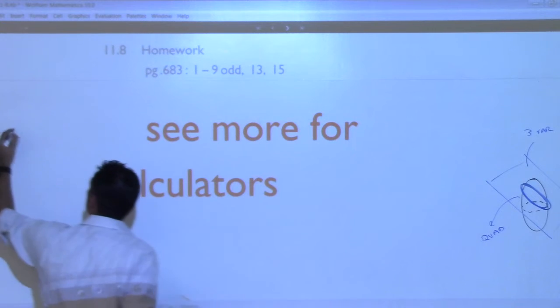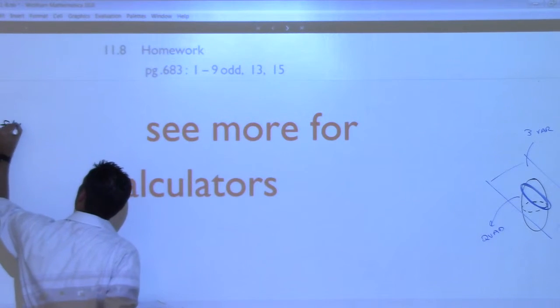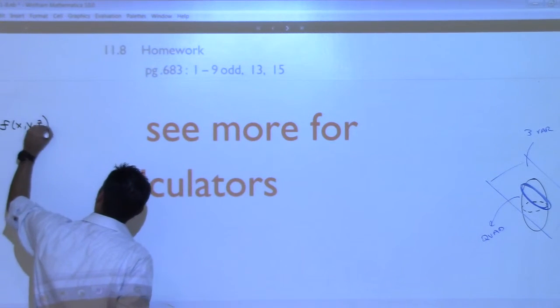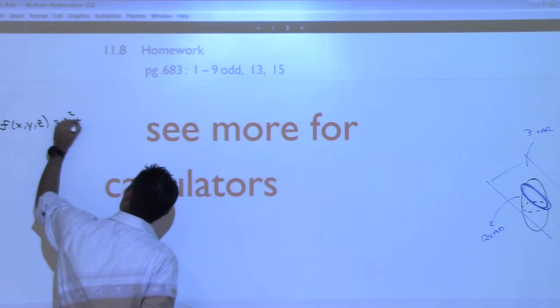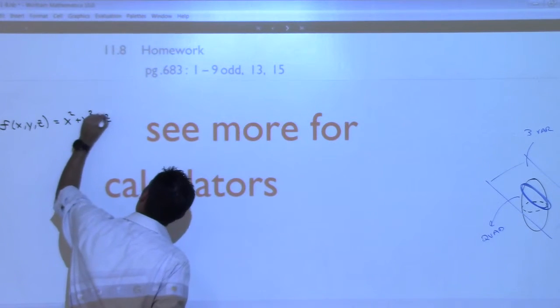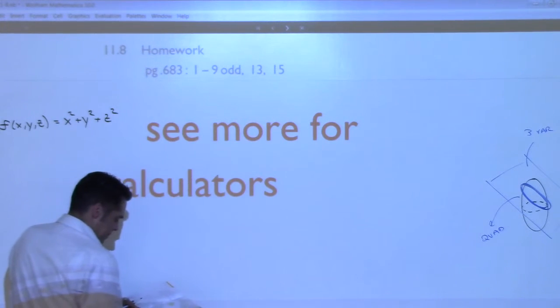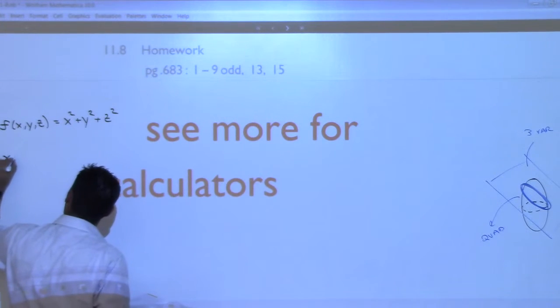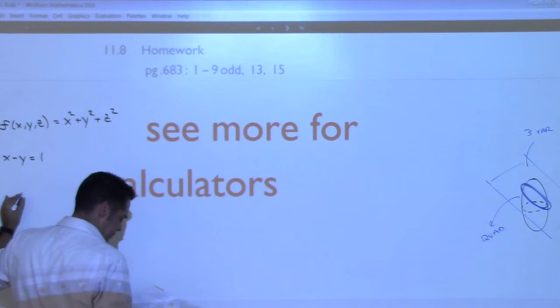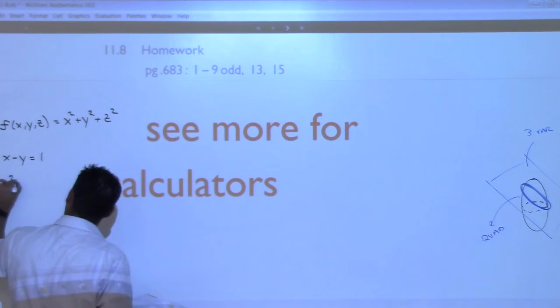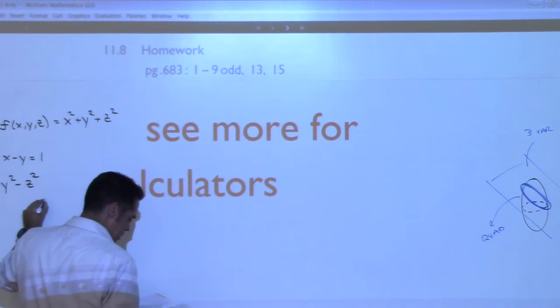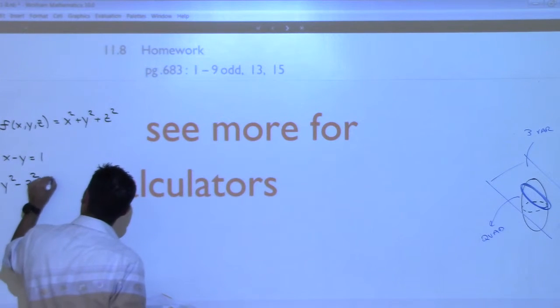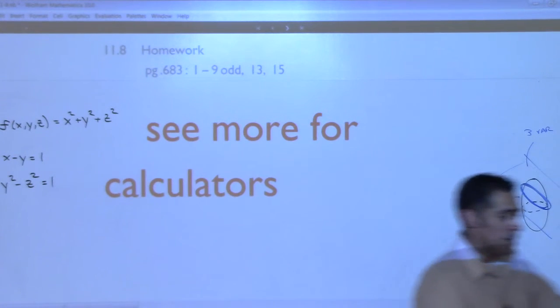Let's say we have the function f of x, y, z equals x squared plus y squared plus z squared. And we're constrained to x minus y equals 1 and y squared minus z squared equals 1.